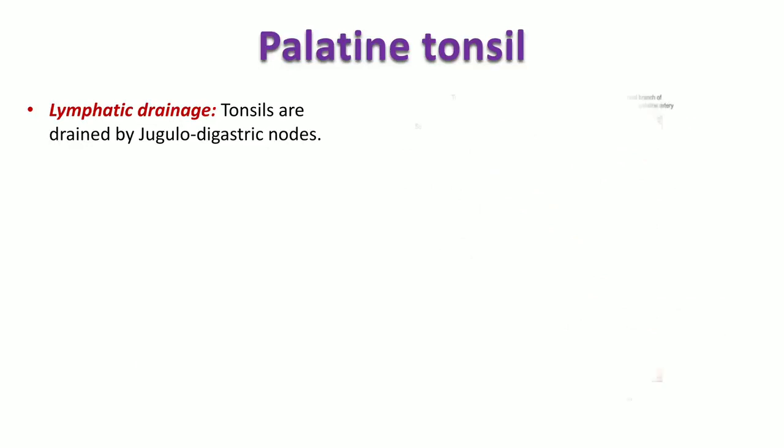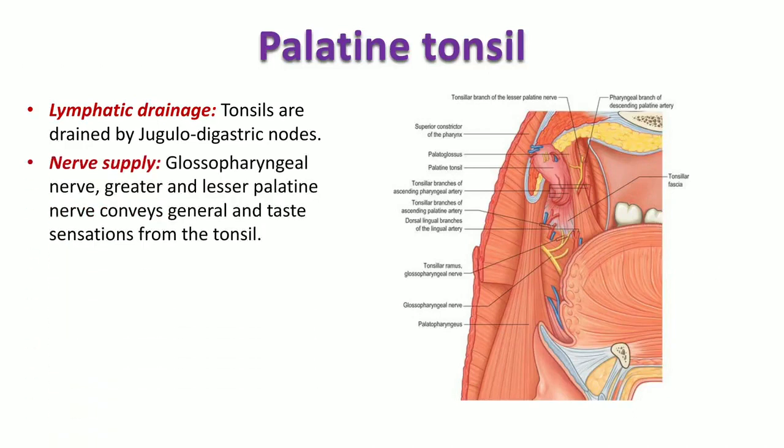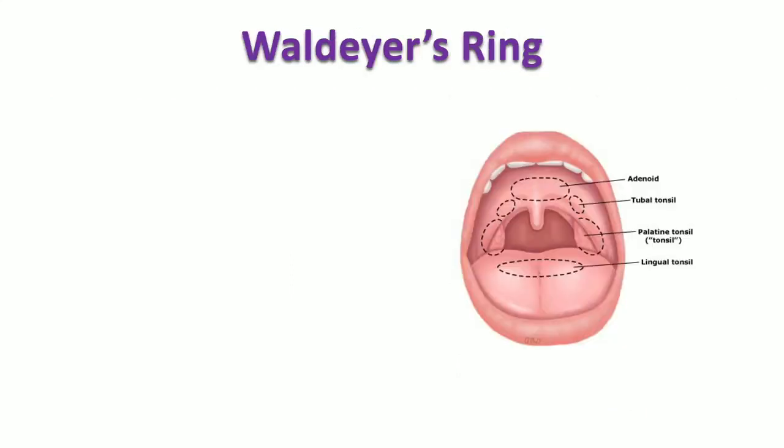Next, coming to the nerve supply. The nerves are mainly the glossopharyngeal nerves, because this supplies the posterior one-third of the tongue. It carries general as well as taste sensations. The same applies to its branches supplying the tonsil: general pain or touch sensations, and also taste sensations, because some taste buds are also present on the palatine tonsil. Other branches from the pterygopalatine ganglion through the lesser palatine nerve also supply your tonsil.